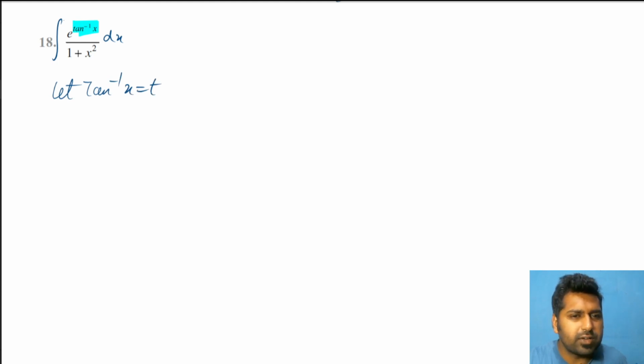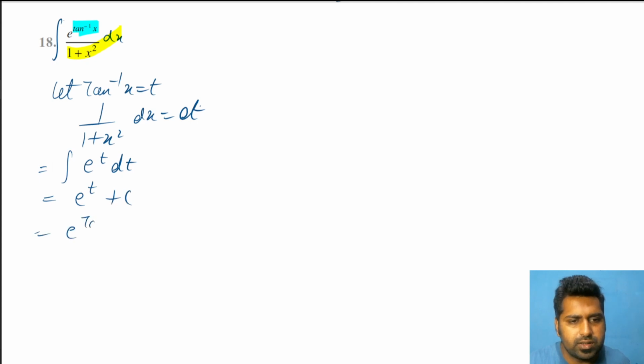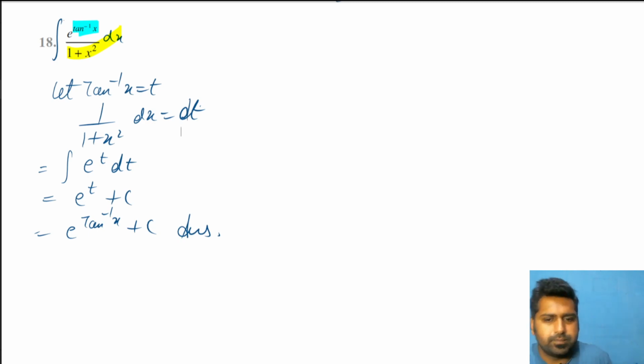What is the differentiation of tan inverse x? 1 upon 1 plus x square, so dx upon 1 plus x square is equal to dt. That's already present here. So the question is now integration of e raised to power t dt, and the rest is simple. What is the integration of e raised to power t? E raised to power t plus c. So e raised to power tan inverse x plus c. Not a toughie. Simple question.